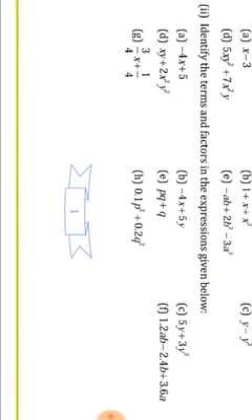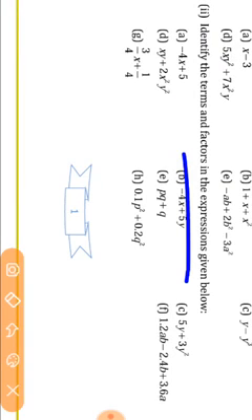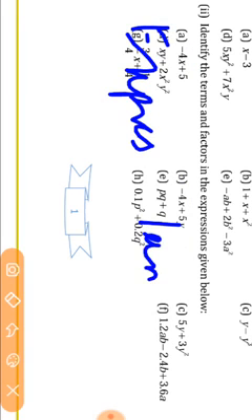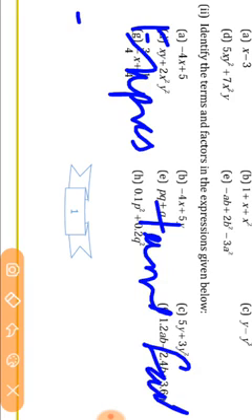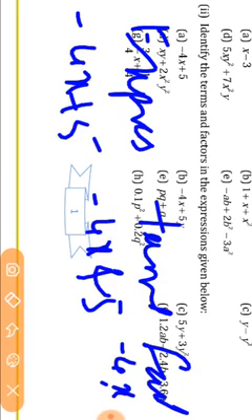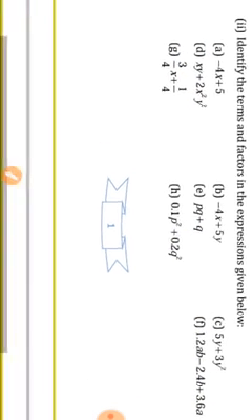Identify the terms and factors in the expressions given below. Here also identify which are the terms and which are the factors. You can make it as a table, like this. Expression, terms, factors. If it is minus 4x plus 5, the terms are minus 4x and 5. Factors are minus 4x and 5, like that. So the remaining is your work.